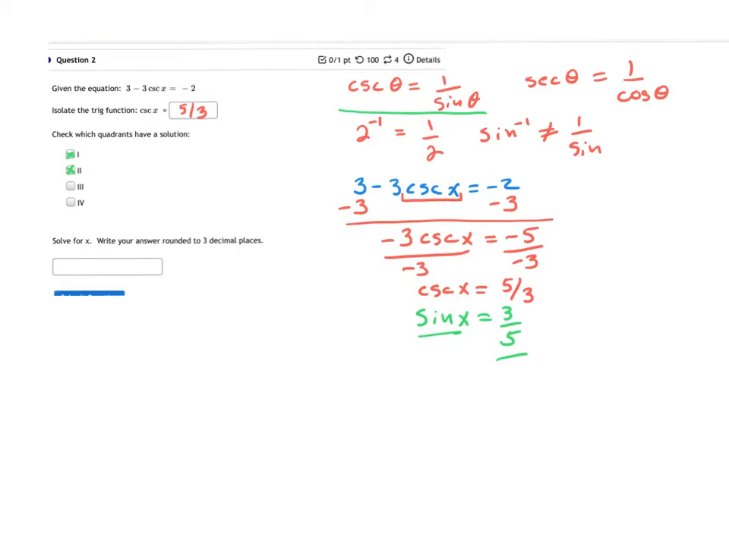Then we're going to solve this just like we would solve a sine question. So all you do in your calculator is do the inverse sine of 3 over 5, and your calculator answer will be 0.644. Once you do that, to find the second answer, all you need to do is do pi minus 0.644, and that will give us 2.498. And that's going to be our second answer.